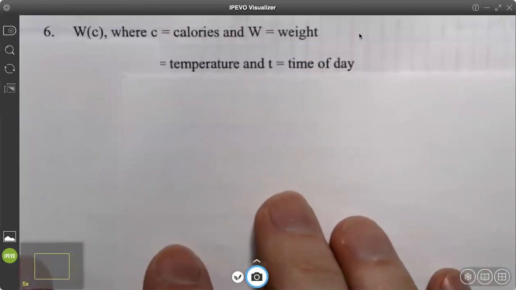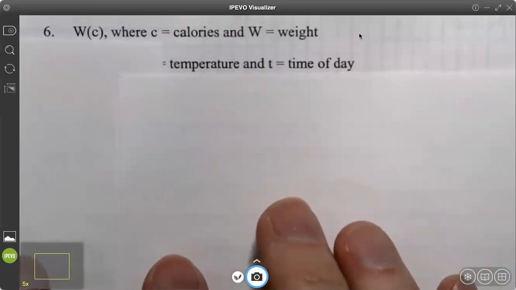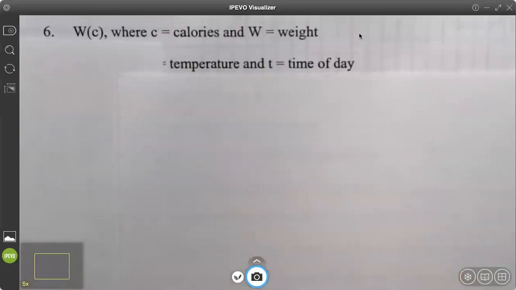Let's look at another one. Temperature and time of the day. Which is independent, temperature or time of the day? What depends on what? The time of the day is going to tick on. It doesn't matter if it's freezing outside or if it's 110 degrees outside, time of day is going to tick on. It's independent. But the temperature outside depends on the time of the day.